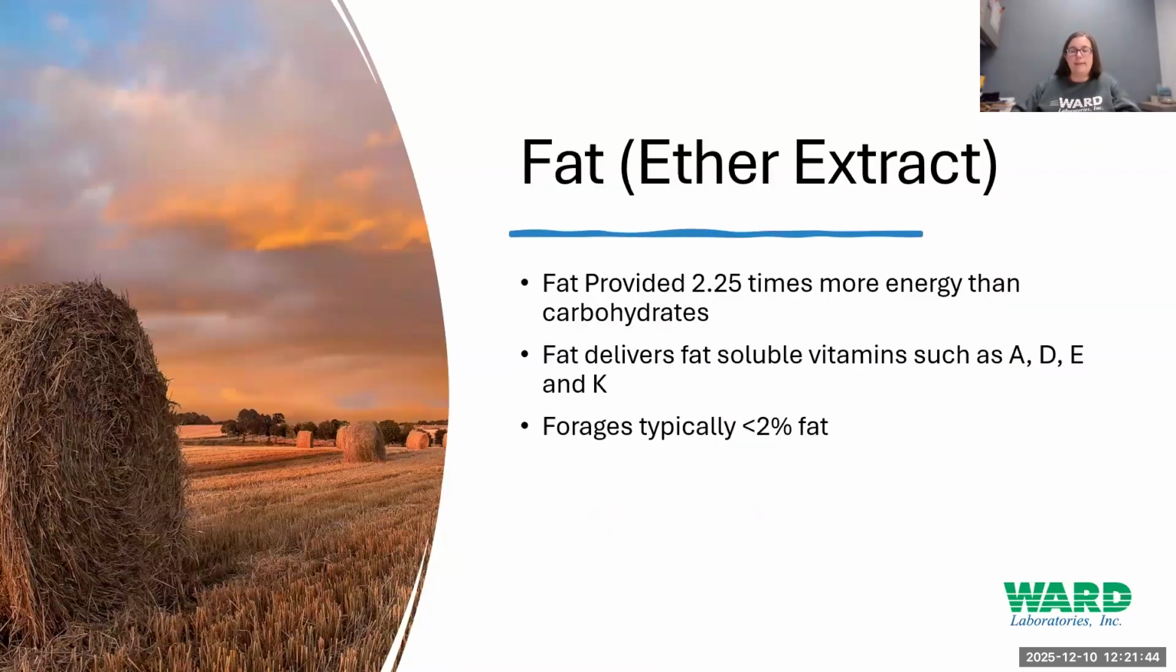carbohydrates. So fat is really important when we talk about any animal's nutrition because it's going to be that delivery agent for vitamins. And forages typically are not, oh shoot, I thought I closed that, are not super high in fat, obviously less than 2%. We don't expect this to be a big fat source, but we do expect it to be a decent source for vitamins, especially vitamin A.